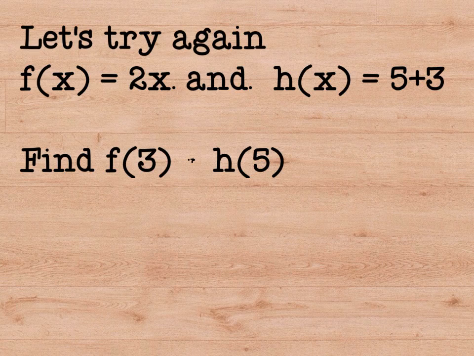Let's try again. This time f of x is equal to 2x and h of x is equal to 5 plus x. I want to find f of 3 times h of 5. Again, I can do this in 2 ways. Option 1 says that the 3 will take the place here and here, so that f of 3 will equal 2 times 3, which will be 6.